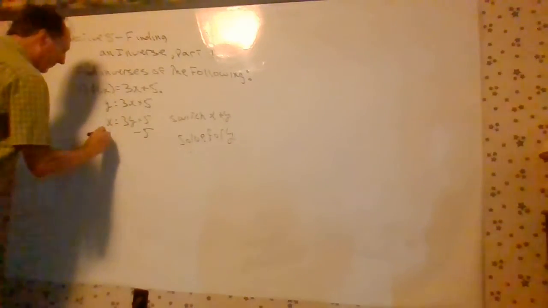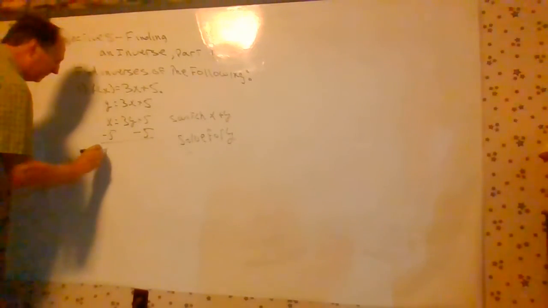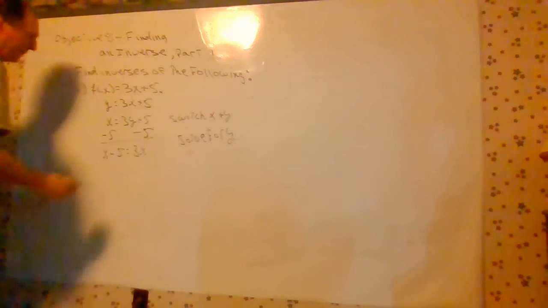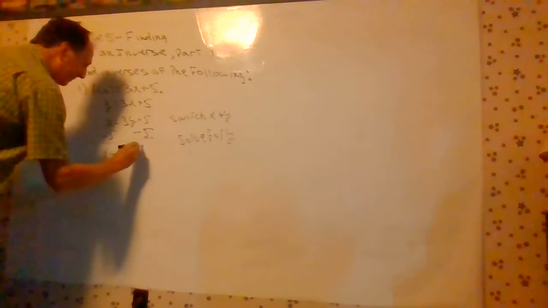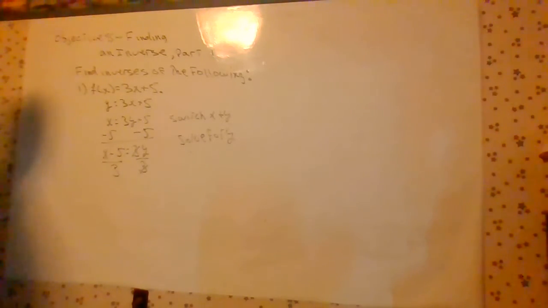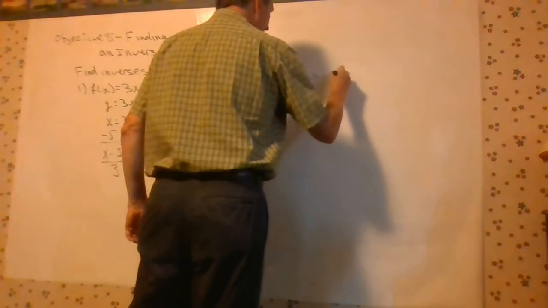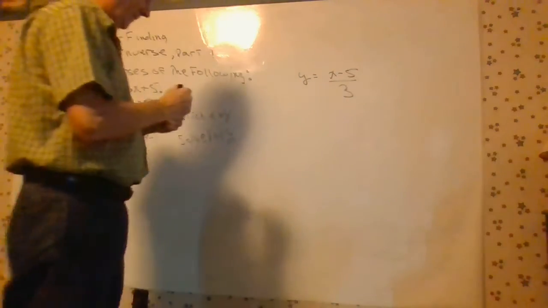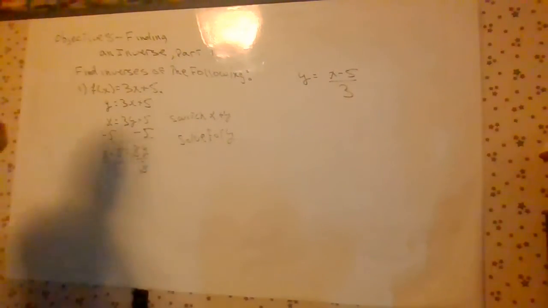Next, we're going to solve for y. Subtract 5, subtract 5. x minus 5 equals 3y, sorry about that. Divide by 3, and we can turn it around. We have y equals x minus 5 divided by 3. And that's basically the inverse.